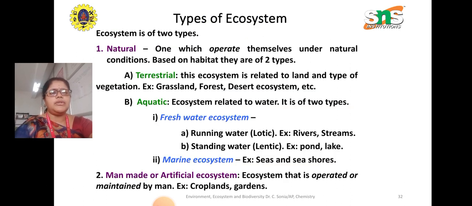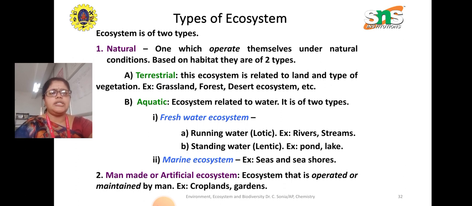So the types of ecosystem, it can be again classified as the natural and man-made. Okay, this is based on the physical classification. One which operates under the natural condition based on the habitat, they are of two types. Okay, that is the terrestrial. This ecosystem is related to the land and the type of the vegetation. Example, grassland, forest, desert ecosystem, etc.